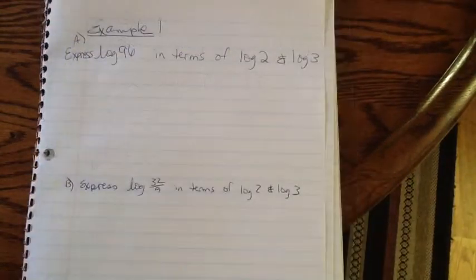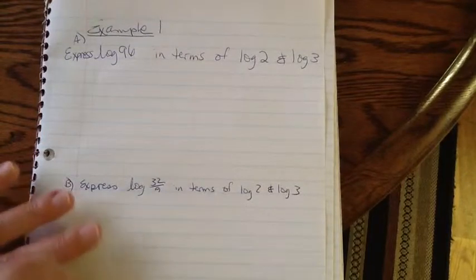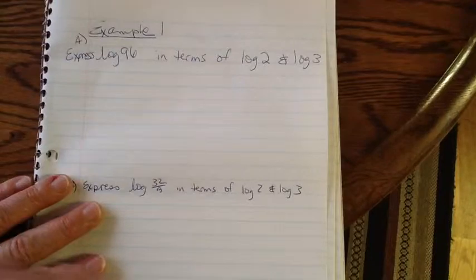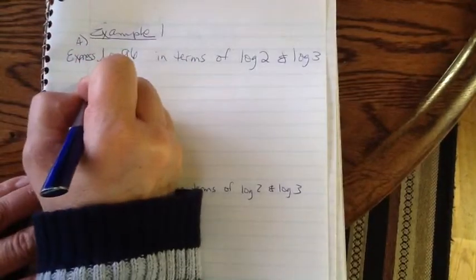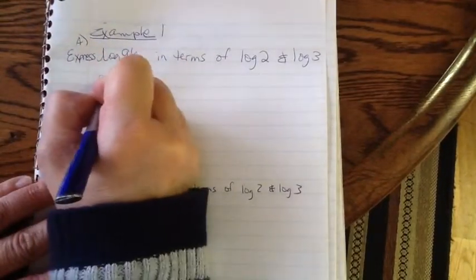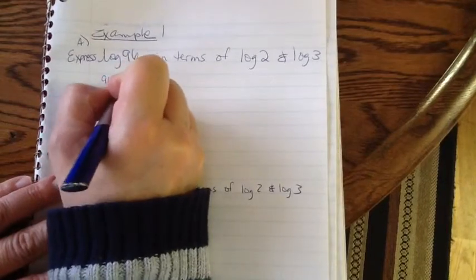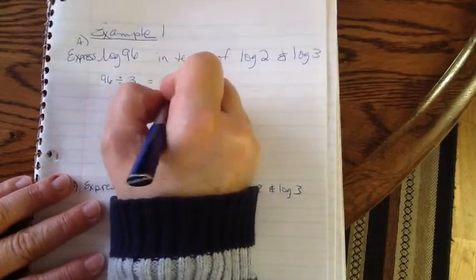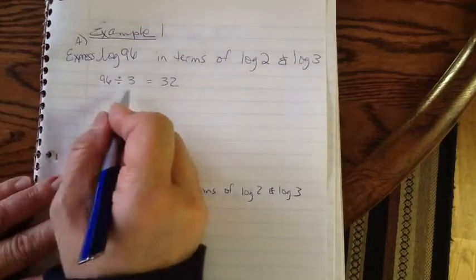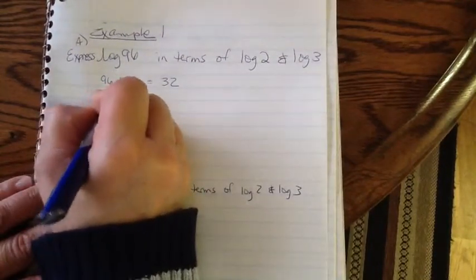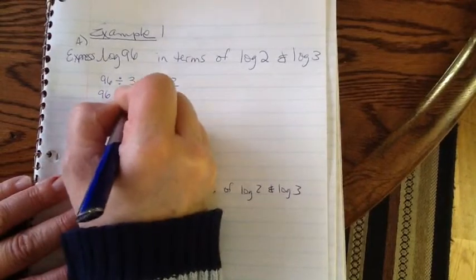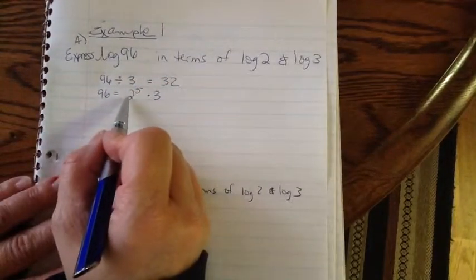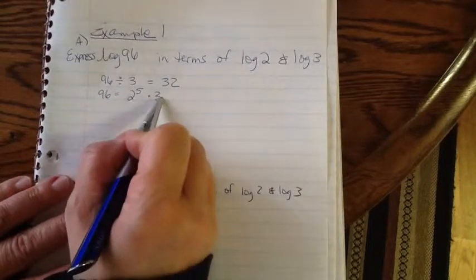Now in example 1, we have log 96 and we want to express it in terms of log 2 and log 3. So the first thing I'm going to do is take 96 and divide it by 3. And when I do that, I get 32. So now I have 96 equals 2 to the 5th times 3. So now I've got it in terms of log 2 and log 3.